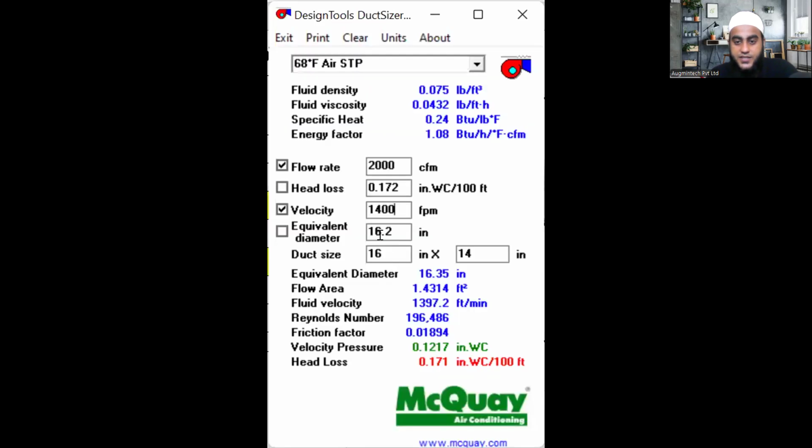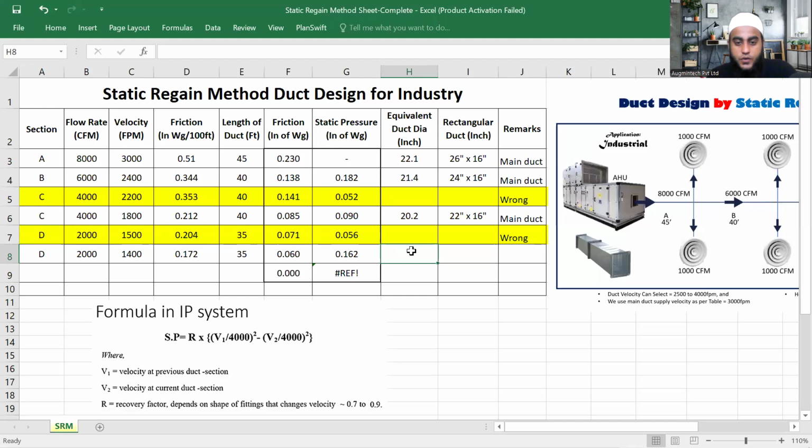So 16.2 inch equivalent diameter, and the duct size. See, when I'm selecting 16-inch height, the width is coming 14 inch. Is it possible? No. So you have to reduce the size: 14-inch height, 16-inch width. Now it is clear? Tell me please. 16.2 equivalent diameter, and the size which we have got is 16 inch by 14 inch.